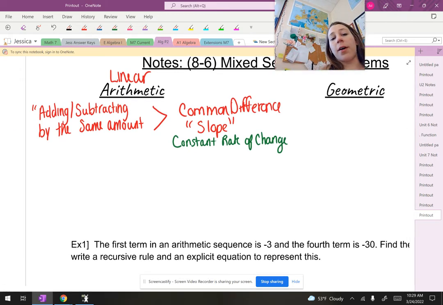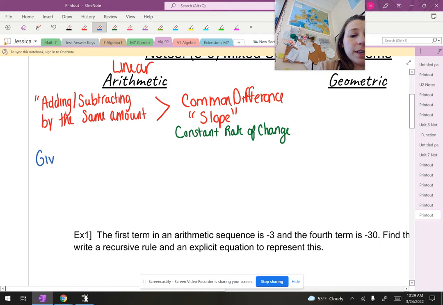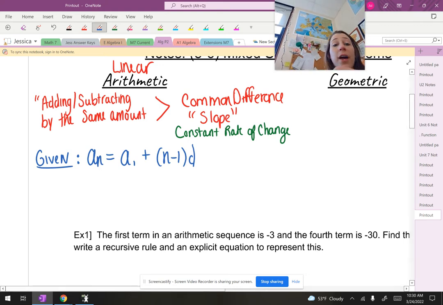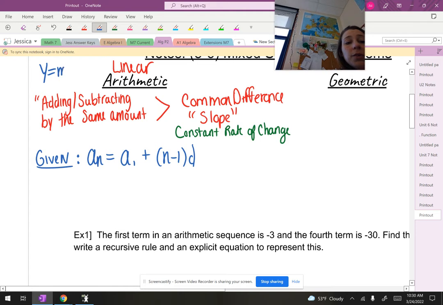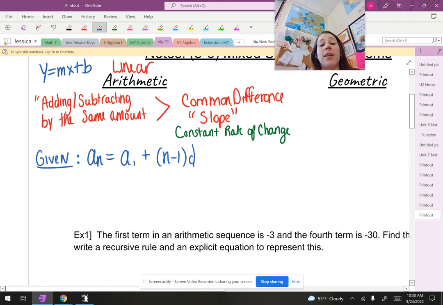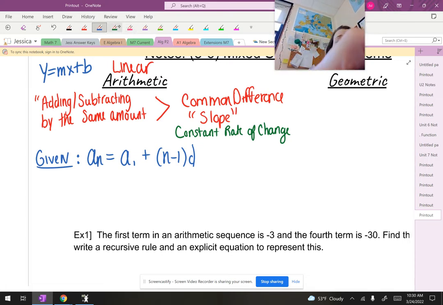With that arithmetic sequences, remember you are given the following formula. You are given a sub n is equal to a1 plus n minus 1 times d. That's the formula just as it is given on your reference sheet. Remember, that formula is just a different variation of your linear y equals mx plus b. Remember, we're just not using y and x anymore. We're using a and n, and our d replaced our common difference. That's our slope.